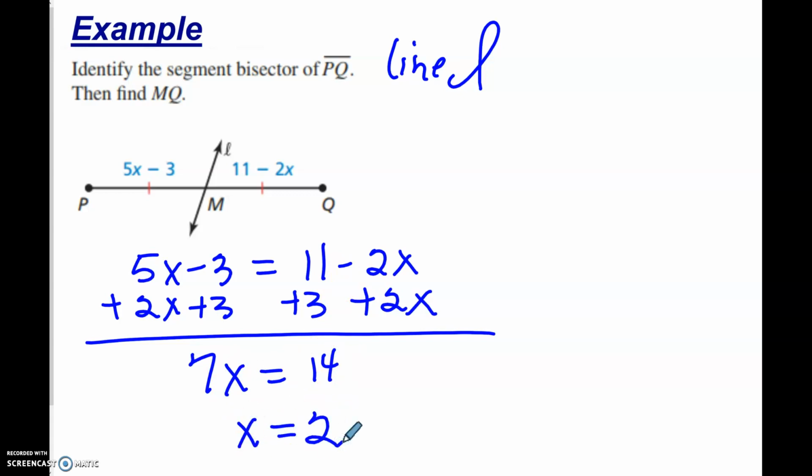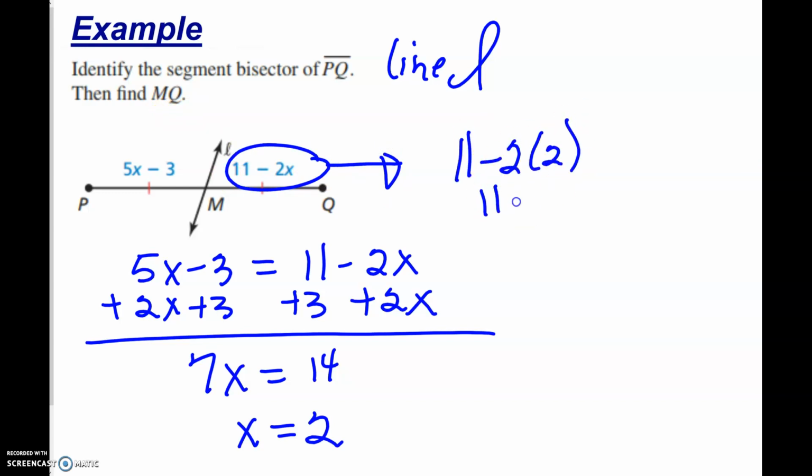Are we done? Nope, they want to find MQ, so I'm going to plug in my 2 here. So 11 minus 2 times 2, so 11 minus 4. So it looks like MQ is 11 minus 4, which is going to give us 7. And they don't give us any labels, so we're just going to say 7 units.